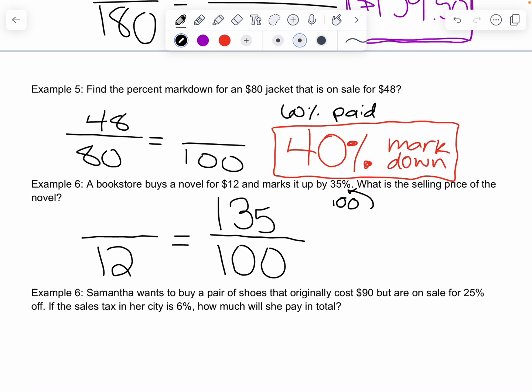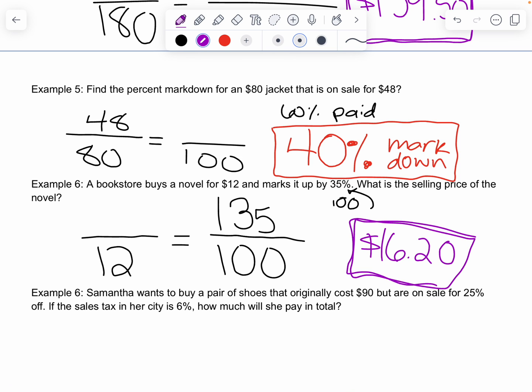So you normally pay 100% for an item. Now you're going to pay 35% more. So 12 times 135 divided by 100. And you should get $16.20. So first it was $12, now it is $16.20.